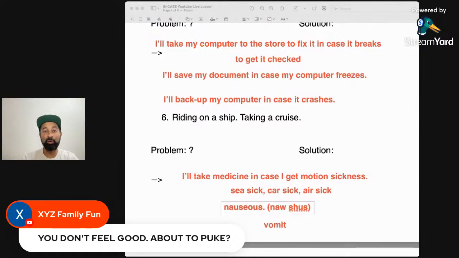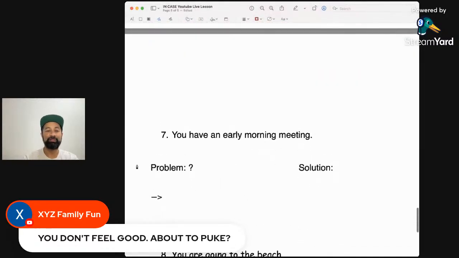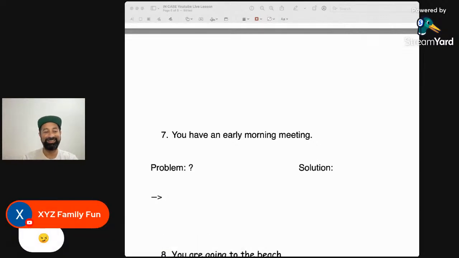All right, we got a couple more. I've got a lot more, but let's do two more so everybody can completely understand. Number 7, you have an early morning meeting. What's the possible problem? Or what's the possible thing you are planning for? Maybe it's not a problem. What's the future action that you're preparing for? And then what's their solution? What's your idea? I like it. XYZ, I like it. Yes, you know some interesting slang.